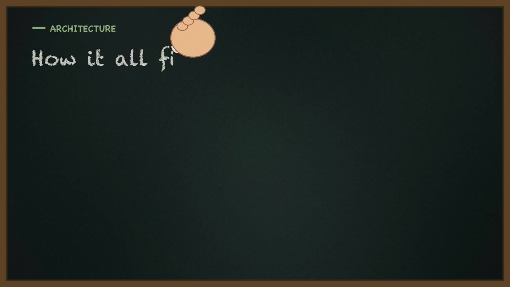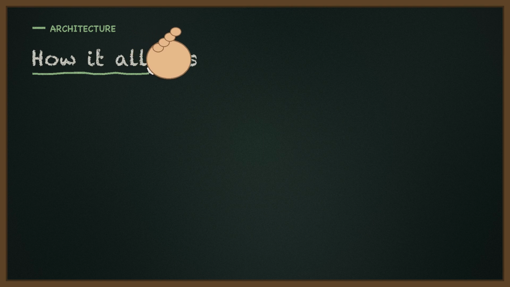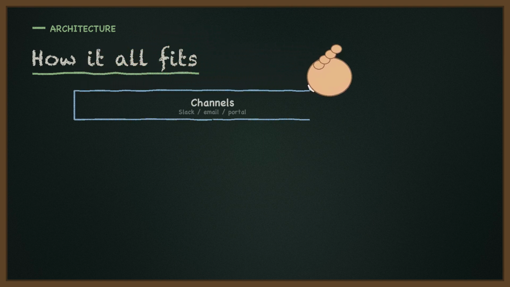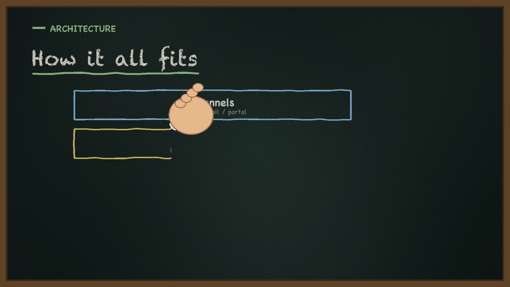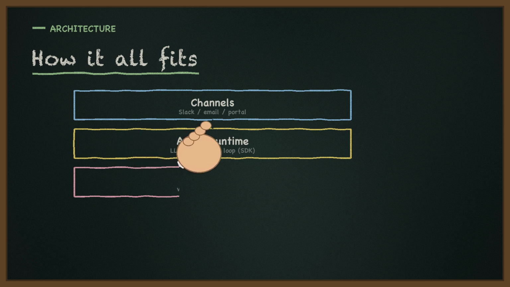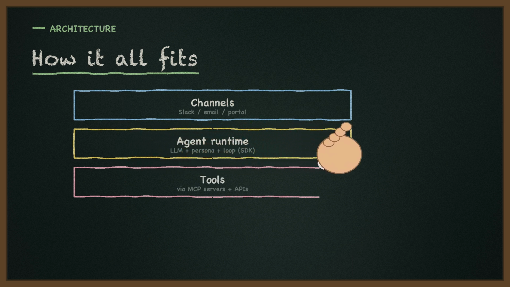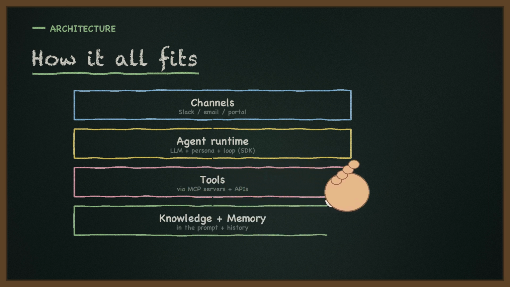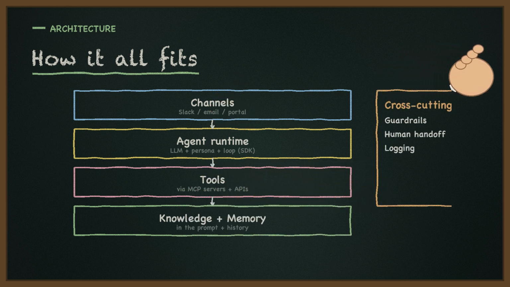Here's the map of the territory, top to bottom. Don't worry about the details yet. We'll walk through each layer next. At the top are channels: Slack, email, the portal. They feed the agent runtime, the model, the persona, and the agent loop. Below that, a tools layer reaching your other systems. Then knowledge, your help desk articles loaded right into the prompt, and memory for the conversation and history. Cutting across everything, guardrails and human handoff.